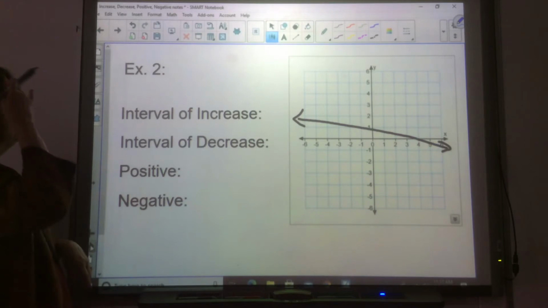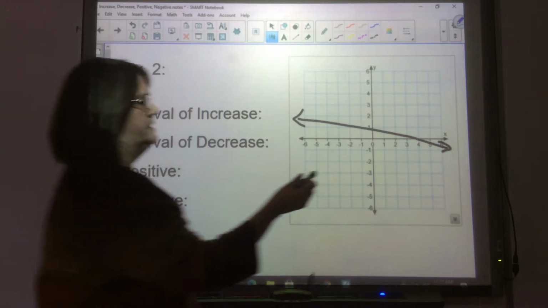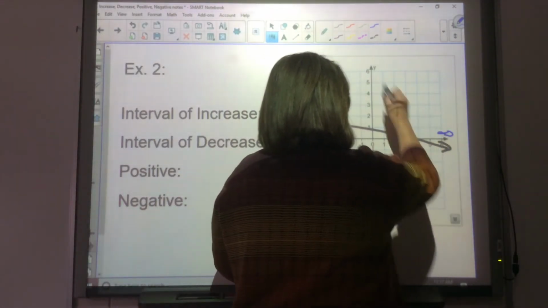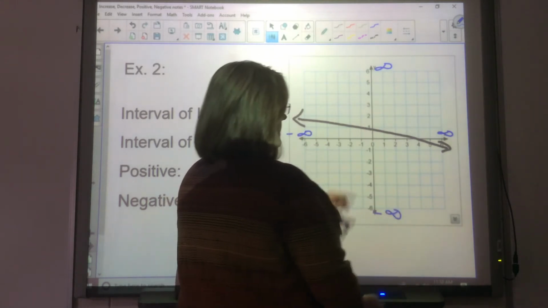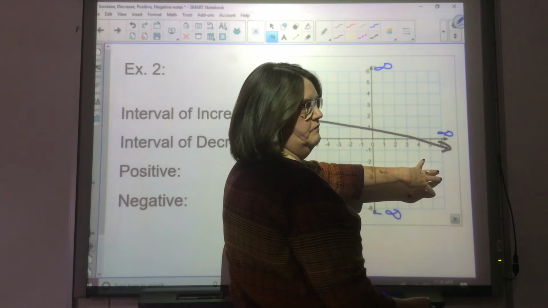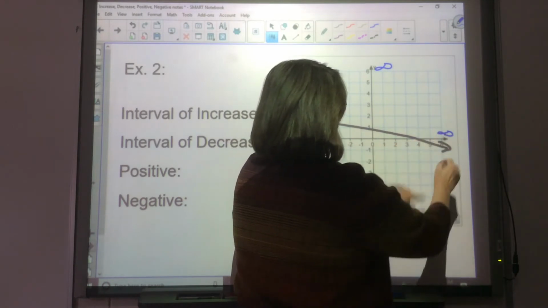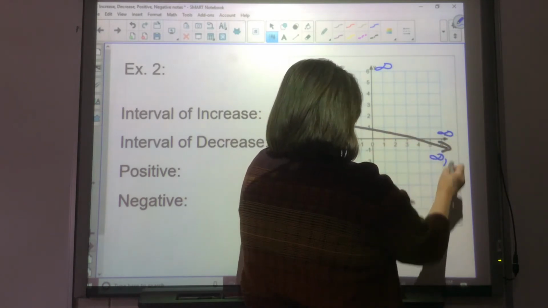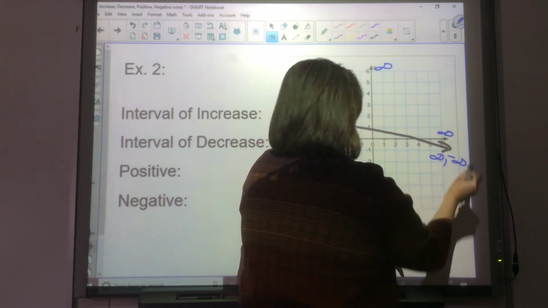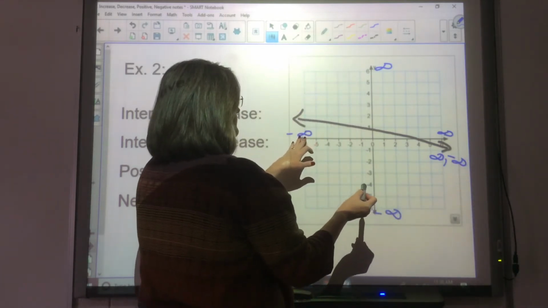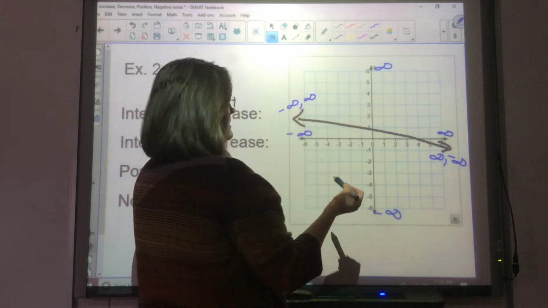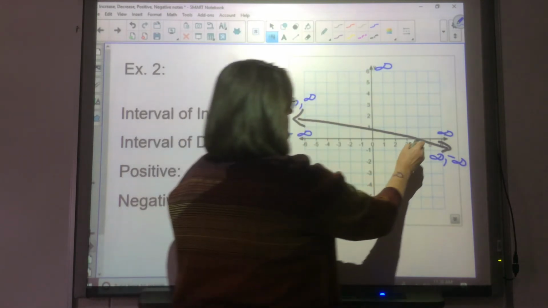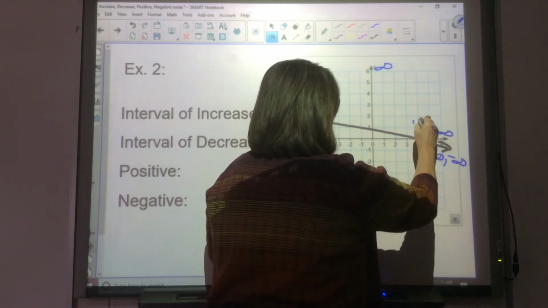Okay, let's look at this graph. Intervals of increase and decrease. Remember, we have infinity, infinity, negative infinity, negative infinity. This arrow is in quadrant 4. That means its x-coordinate is infinity, its y-coordinate is negative infinity. And here, the x-coordinate is negative infinity and the y-coordinate is infinity.